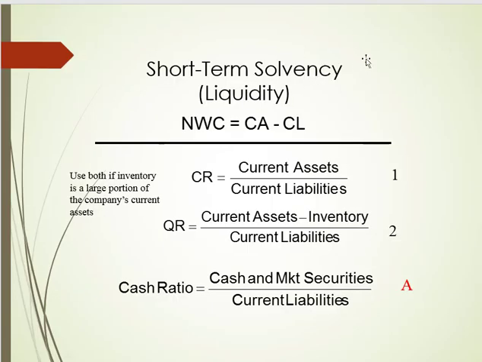So for short-term solvency or liquidity, we basically have three ratios: the current ratio, the quick ratio, and the cash ratio. Going down in scale, we get more and more conservative measures. Basically this tells me, can I pay my current obligations? Current assets are essentially cash within the next 365 days. Current liabilities are all the bills that I have to pay in the next 365 days. If this number is greater than 1, it means we have more cash than we need.